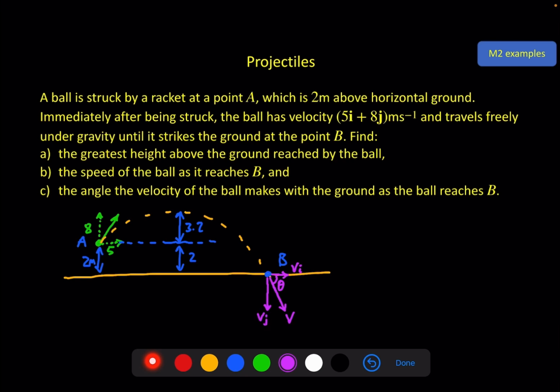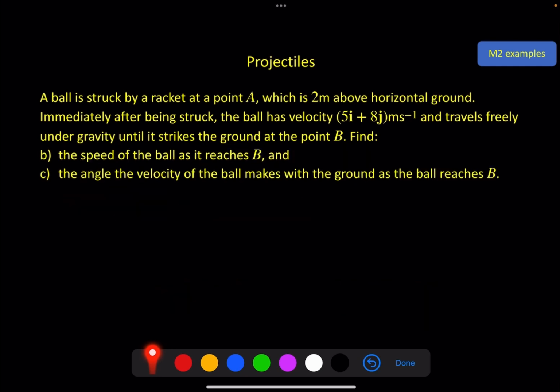Before I go back to the question screen, let me quickly note that vi is by far the easiest part of this, because without any horizontal acceleration, it's still 5. The horizontal velocity does not change as this ball moves freely under gravity, so vi is equal to ui is equal to 5. And we'll find vj by resolving vertically, in doing that calculation. Okay, let's get to it. Resolving to the right, I can simply say vi is equal to ui is equal to 5.